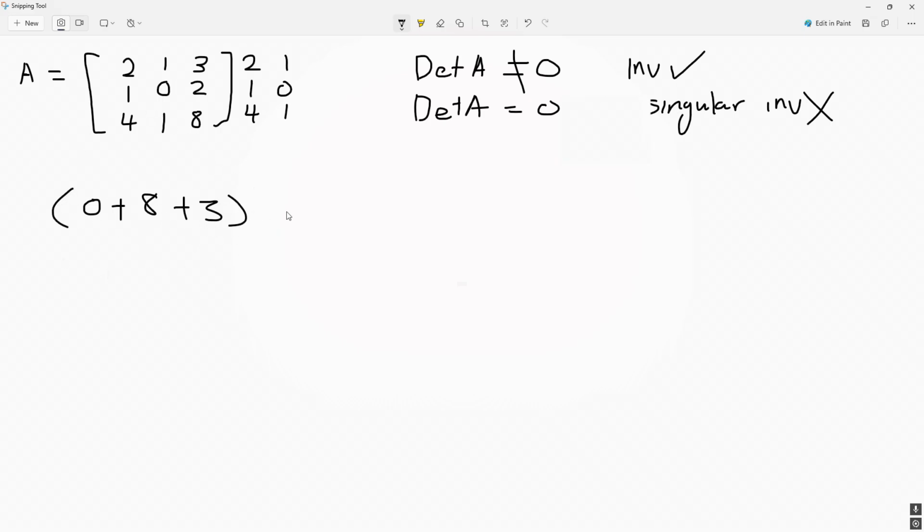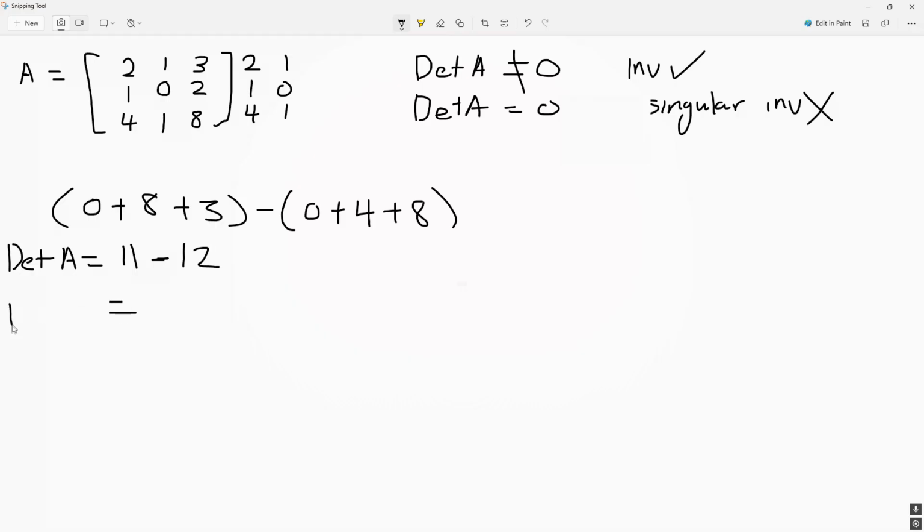And then this together will minus the other diagonal. So that will be 4 times 0 times 3 equals 0, 1 times 2 times 2 equals 4, and 8 times 1 times 1 equals 8. So add them together, and the determinant of A will now be 8 plus 3 equals 11, minus 0 plus 4 plus 8 equals 12. And hence the determinant of A is -1.